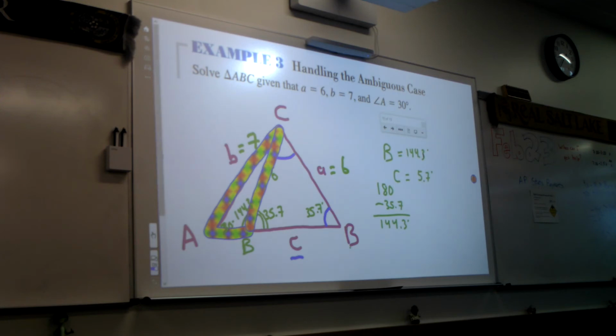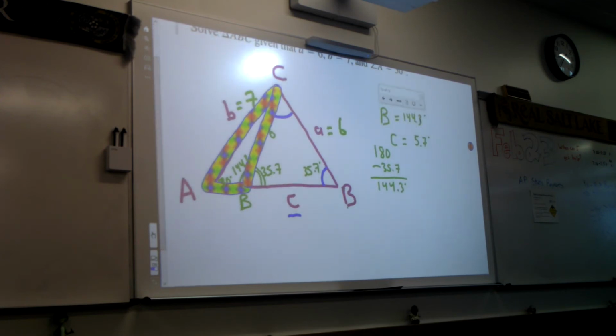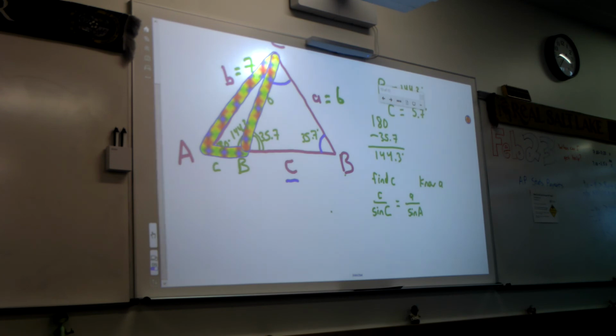So then the last thing we need to find here is just side C. We don't know what side C is. So if we're trying to find C, which letter? We know everything else, but let's just go with A because I like those numbers better. So this is going to be C over sine of C is equal to A over sine of A. And then we're just going to plug everything into that, okay? So we don't know what C is, but we know that angle C is 30. And then A is 6, right?